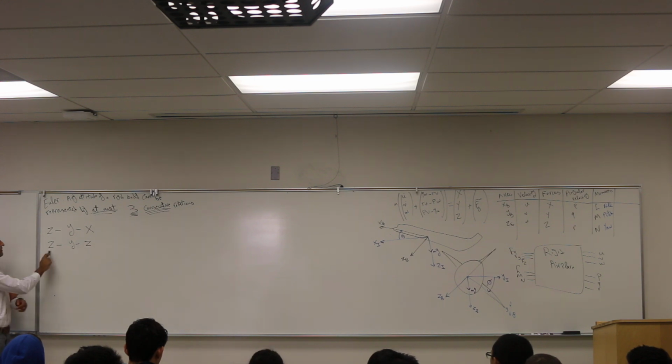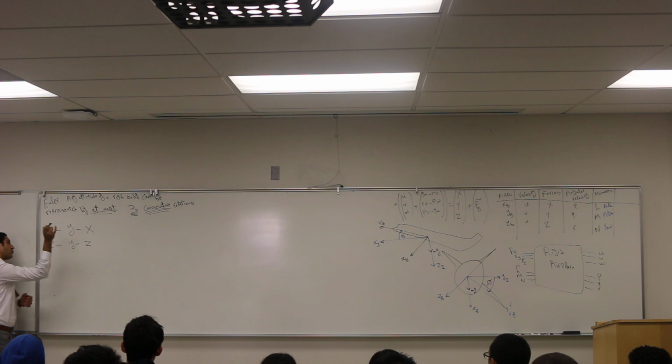Remember, this z is different from that z. Why? I have my x, y, z axes, and if I rotate about the z axis, the z axis remains fixed and the x, y change. So in the new set of axes, I have a new x and y, and the same old z.